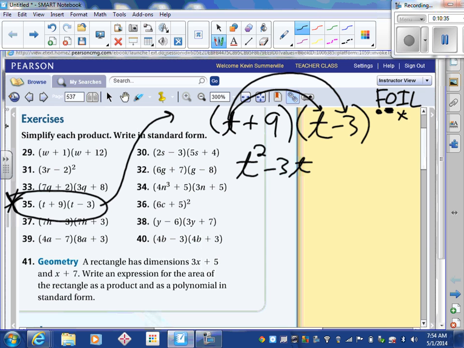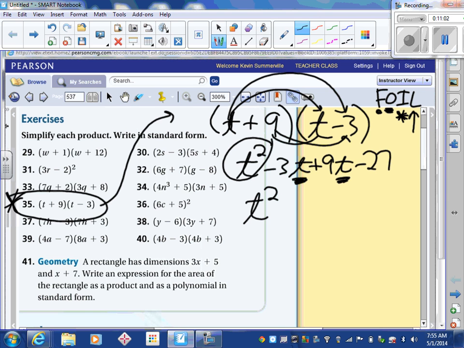Now we got the inner numbers, 9 times T, plus 9T. And then the last number, 9 times -3 is -27. Just like before, we have to add our like terms. Here's a T, here's a T. There's no other T squared, so it's T squared. -3 plus 9 is 6T, minus 27. Is this in standard form? Yes. We go from the highest exponent down to the smallest exponent down to no exponents.